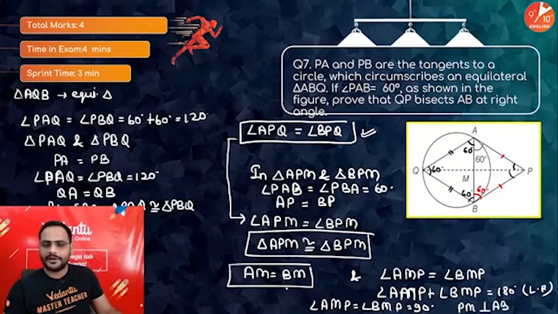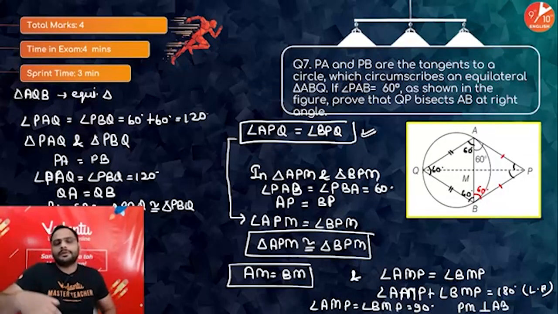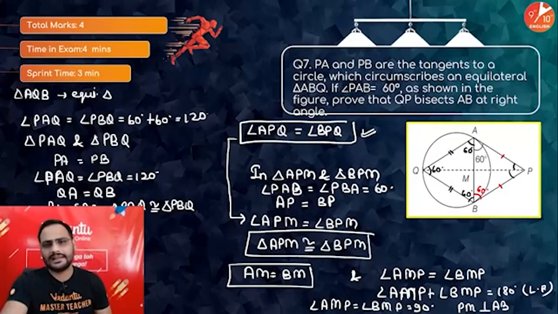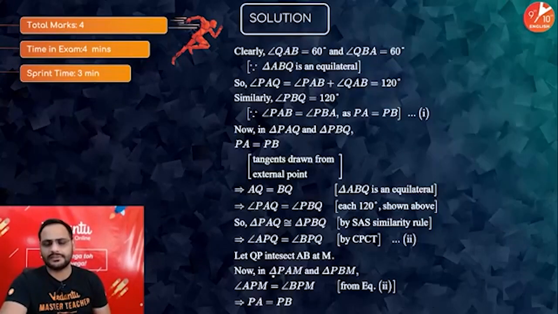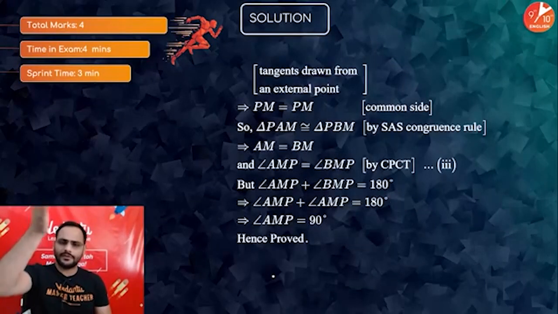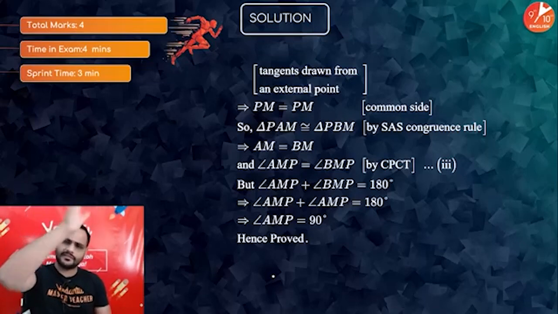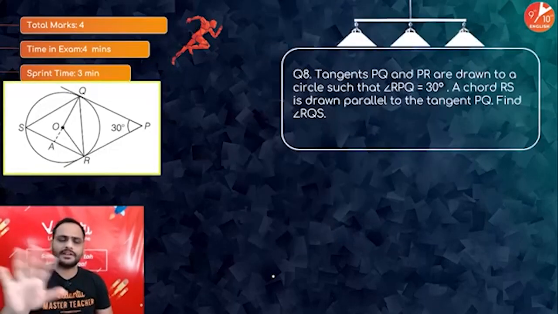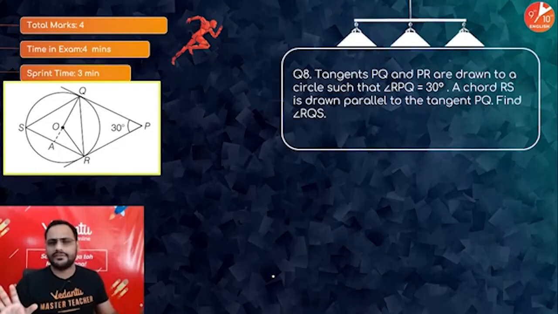If PM is perpendicular to AB, PQ also will be perpendicular to AB. Done and dusted. Similar to the previous question. The only thing is, there it was joined with the center. Here it is taken on the circumference. Otherwise, no large difference over here.